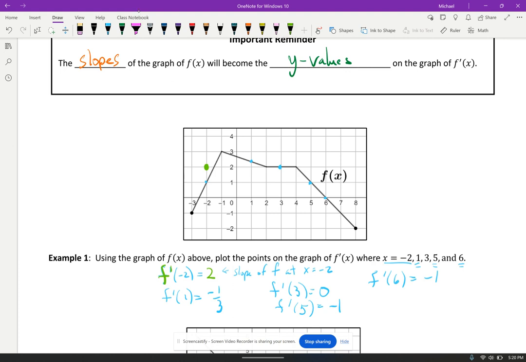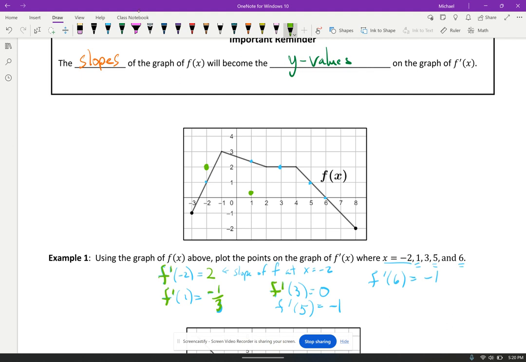So the point in blue is the point on the original function f. The point in green is going to be a point on the derivative graph. And we're saying that these answers are the slopes. So therefore, when x equals 1, my y value is going to be the slope of this original graph, which would be about right here.